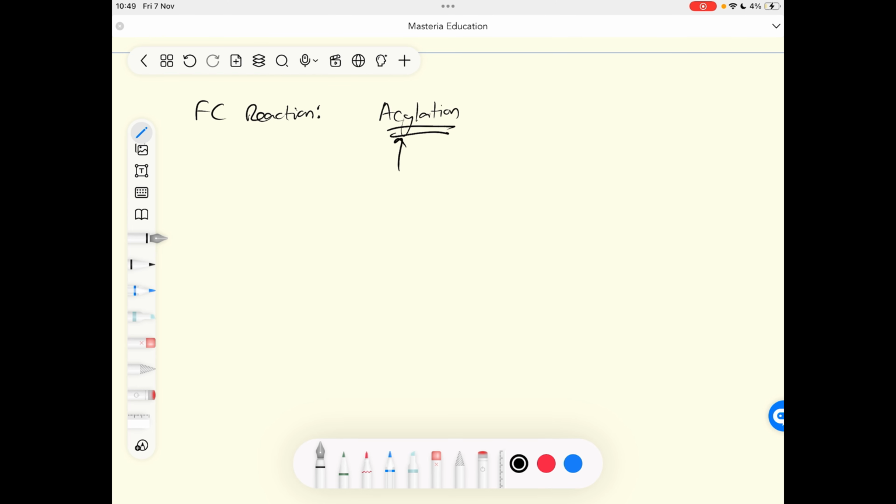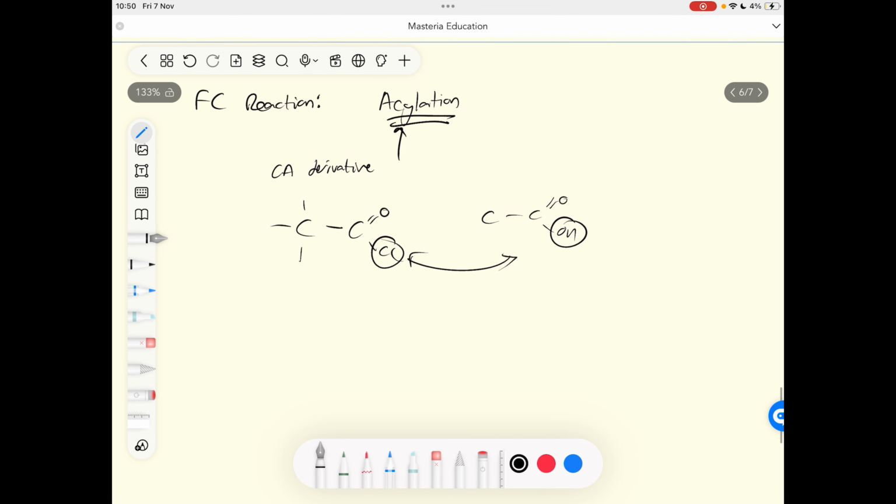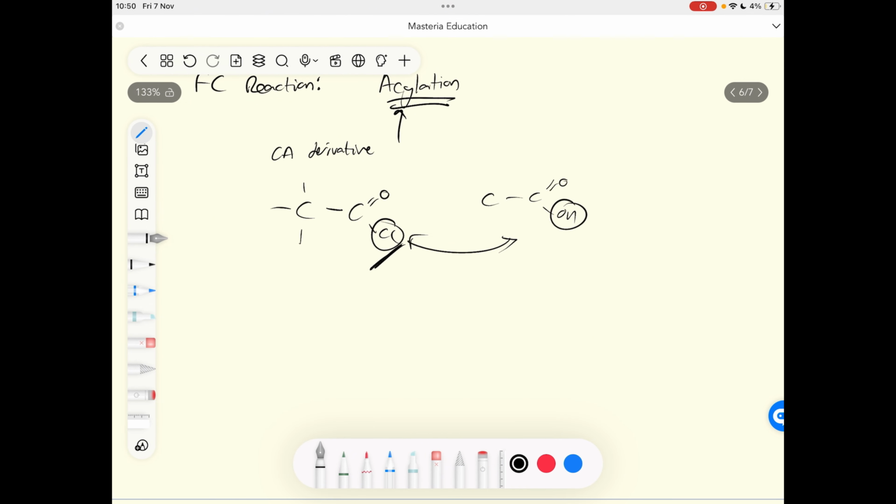So to first understand this, we have to understand what is an acyl group. An acyl group is essentially a molecule like this. So this is an acyl chloride. It's very similar to a carboxylic acid, but this OH and this Cl have been substituted. So this is what we call a carboxylic acid derivative, meaning it's similar, but it's not the same thing as a carboxylic acid. And this is quite key for our reaction.